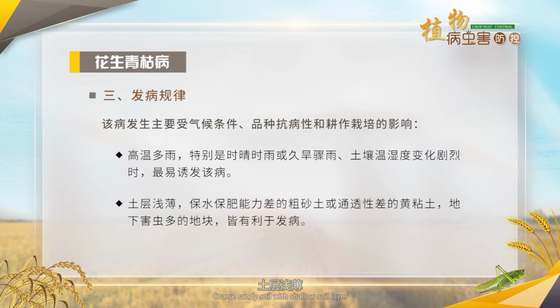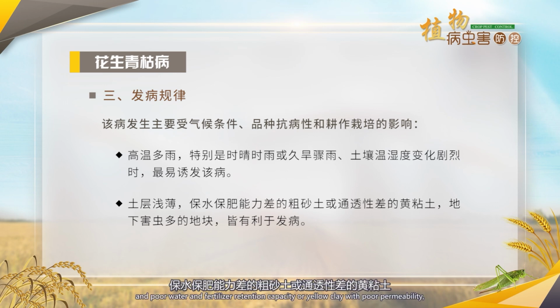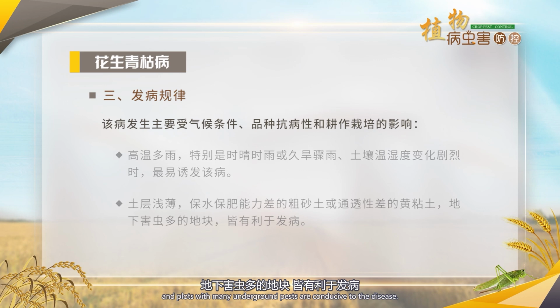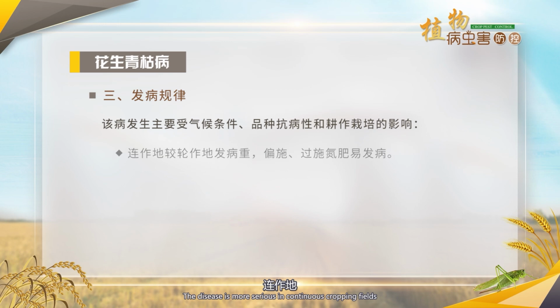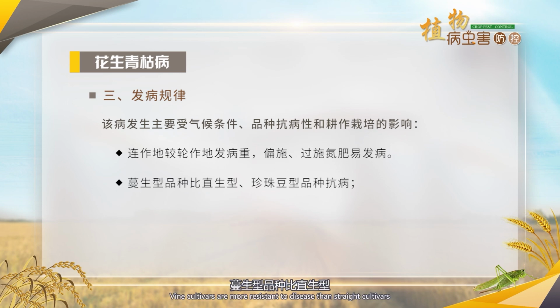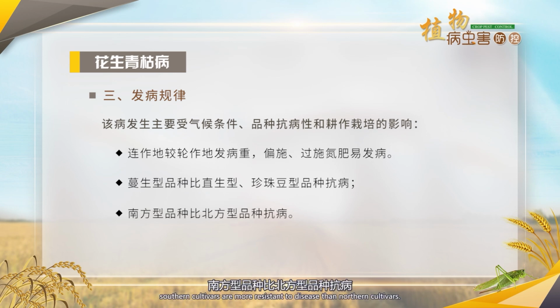Coarse sandy soil with shallow soil layer and poor water and fertilizer retention capacity, or yellow clay with poor permeability, and plots with many underground pests are conducive to the disease. The disease is more serious in continuous cropping fields than in rotating cropping fields, and it is easy to get diseased by excessive application of nitrogen fertilizer. Vine cultivars are more resistant to disease than straight cultivars and pearl bean cultivars. Southern cultivars are more resistant to disease than northern cultivars.